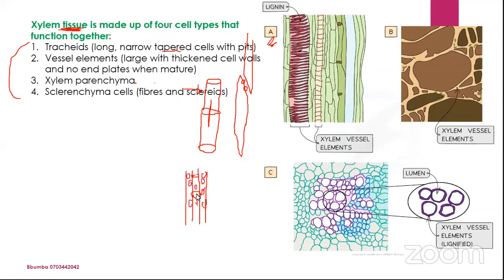So likewise, to make the thing strong. Within the stem, you could have like 3 different types of iron bars within the column. So imagine that some bars are tracheids and some bars are vessel elements, okay? And then probably the stones are acting as the xylem parenchyma, and then you have the sand and cement acting as the sclerenchyma cells, something like that. So that's the kind of arrangement.